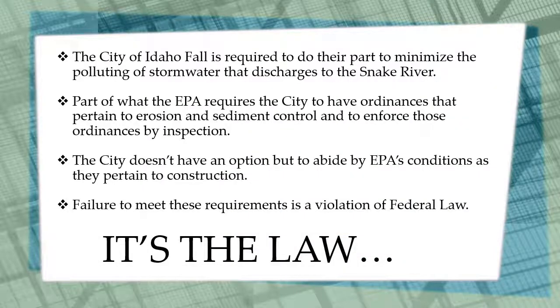The City of Idaho Falls is required to do their part to minimize polluting of stormwater that discharges to the Snake River. Part of what the EPA requires is that the city have an ordinance that pertains to erosion and sediment control, and to enforce those ordinances by inspection. The city doesn't have an option but to abide by the EPA's conditions as they pertain to construction. Failure to meet these requirements by the city is a violation of federal law.